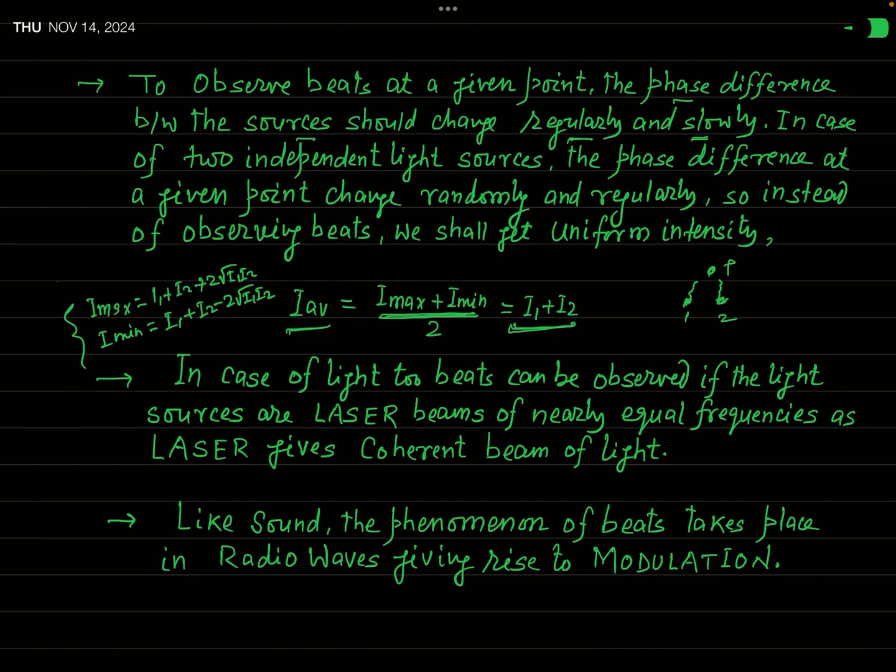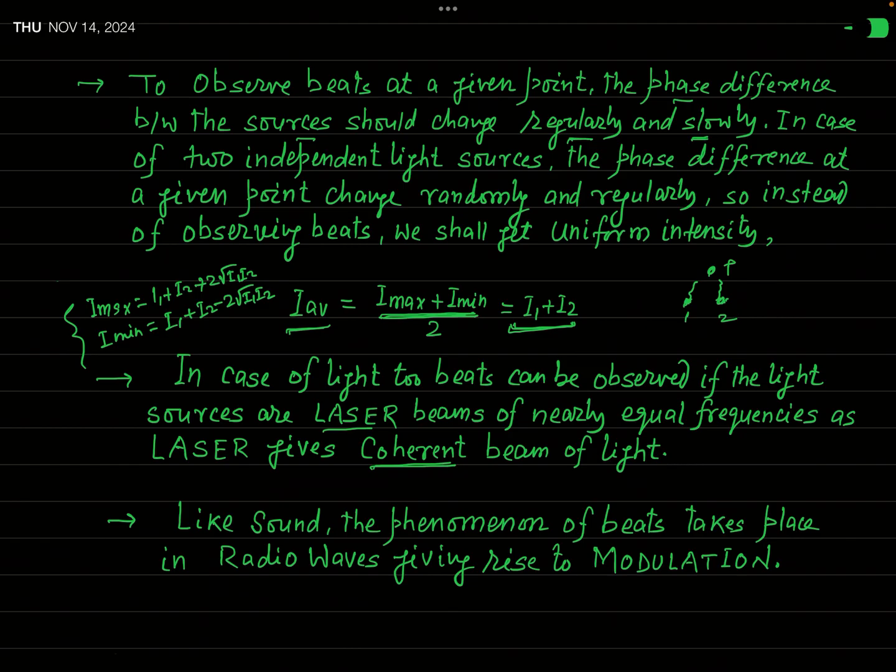But if you consider the light sources are laser light, then you know the laser sources are strictly coherent sources. So if you take two laser sources of nearly equal frequencies, then the light produced by those sources will be coherent, and therefore the phenomenon of beats will be observed.